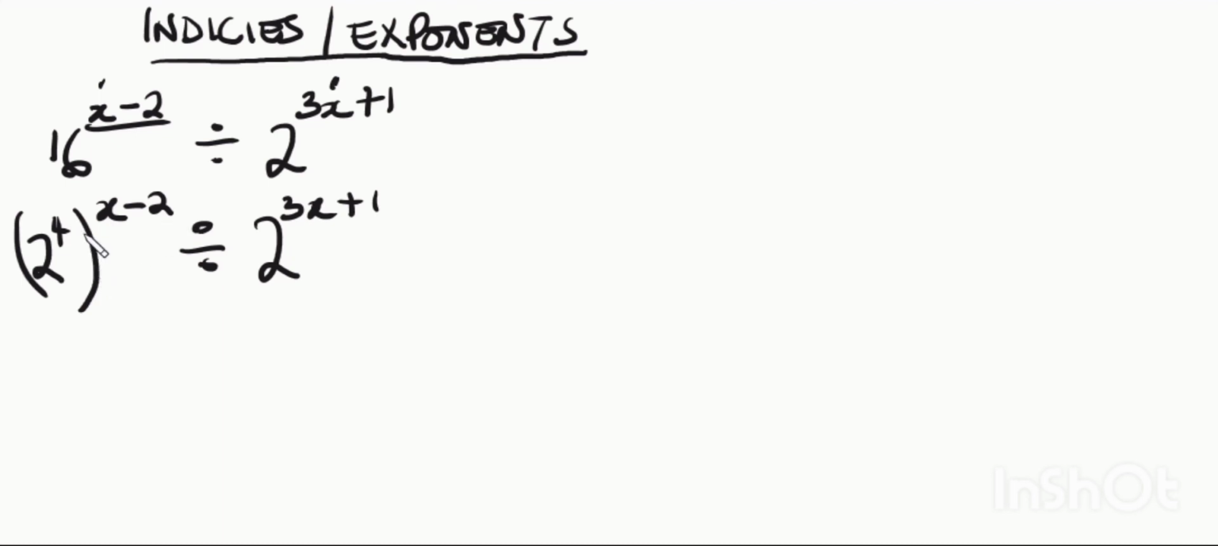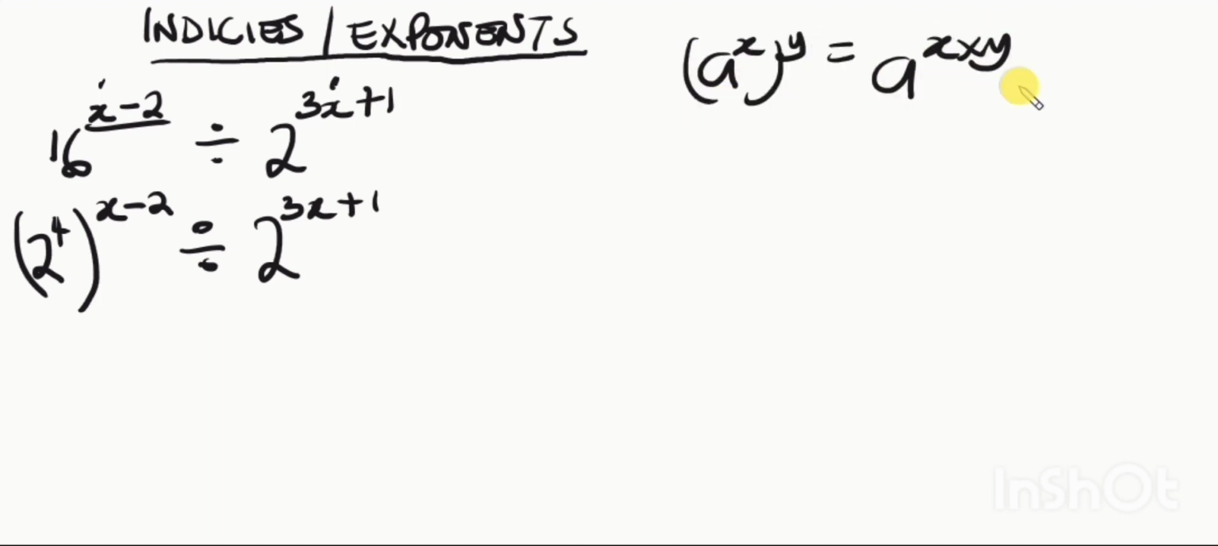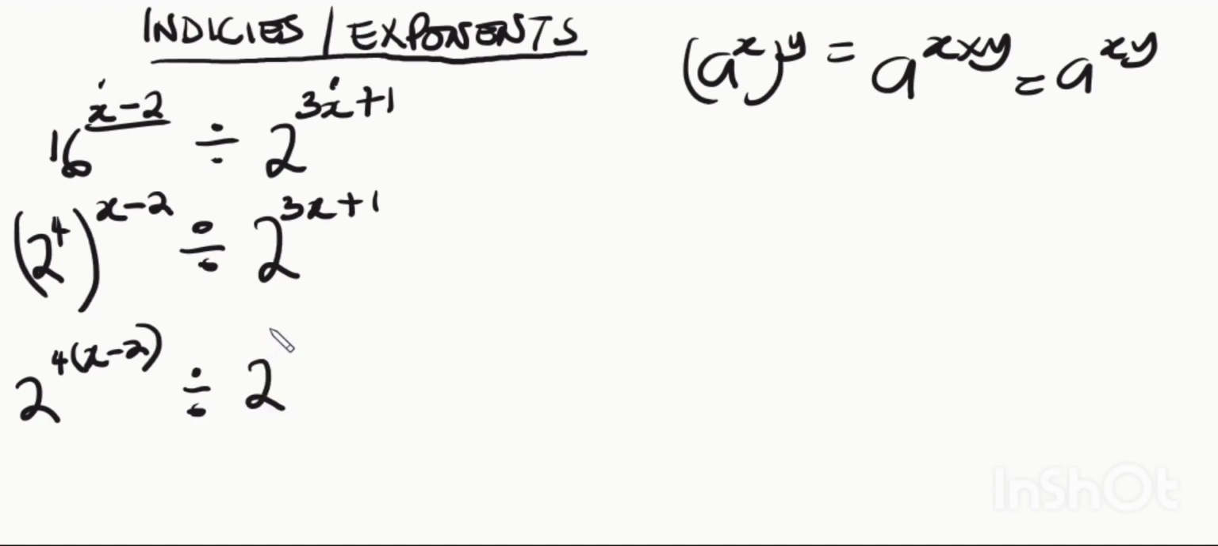Now if you can remember your power law, where a raised to the power x raised to the power y is equal to a raised to the power xy. So we're using it there. So this is going to be equal to 2 raised to the power 4 times x minus 2. It's very good to put it in a bracket so you don't make mistakes with the signs, please, very important. So this is the same thing as 2 raised to the power 4 times x. Opening the bracket now, 4 times x will give us 4x. 4 times negative 2 will give us negative 8, divided by 2 raised to the power 3x plus 1.